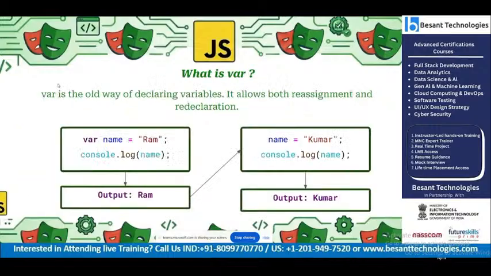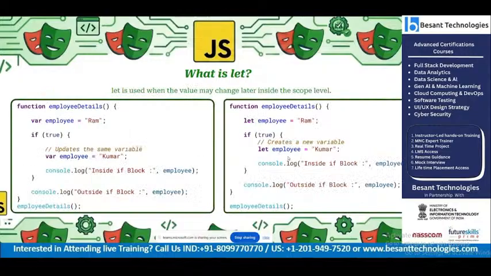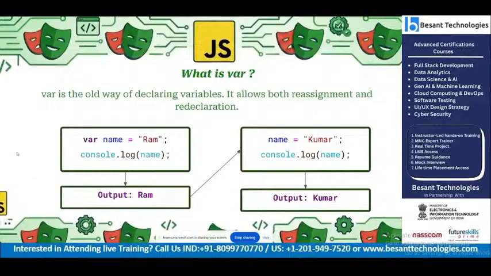First I'll tell you why they are not using var in most cases. For example, var name equals Ram. I declared a variable, then I make a console log of it. It just prints Ram, so it's fine. But in later stages of the code, if I mistakenly forget that I declared this variable, I declare the variable again and give a different name. Then it starts redeclaring the thing. For example, the name variable is replaced with the value Kumar instead of Ram.